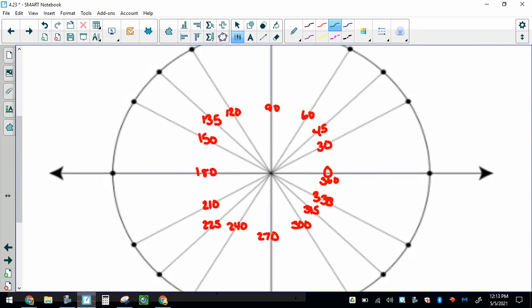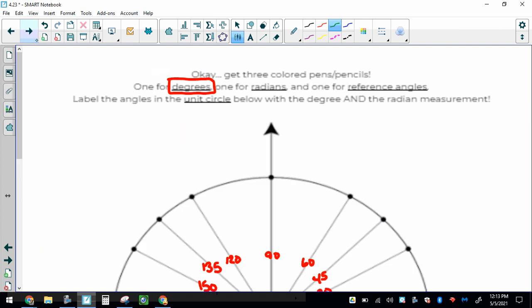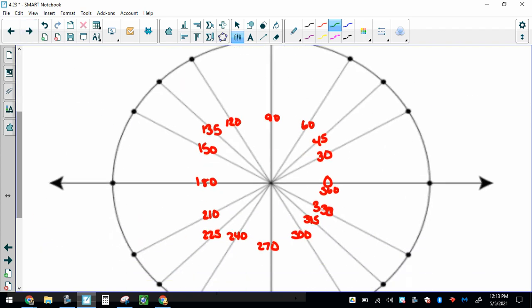All right, now because degrees and radians are interchangeable, remember we figured out that 30 degrees was pi over 6 radians. I also want to take this and label it. So 30 degrees is the same as pi over 6. 45 degrees is the same as pi over 4. 60 is the same as pi over 3. I'm just looking back at this chart. Oh, pi over 3, sorry. Pi over 2 for 90 degrees. 2 pi over 3. 3 pi over 4.